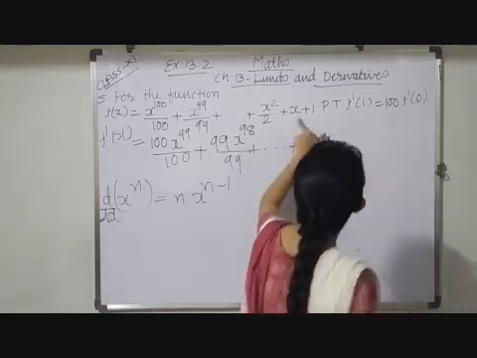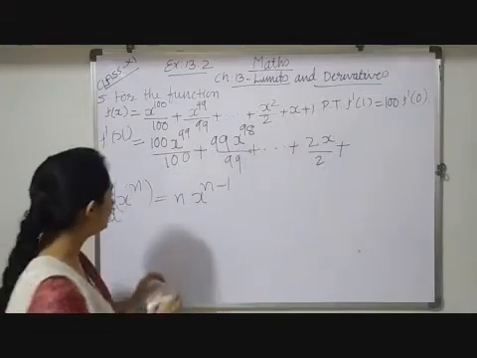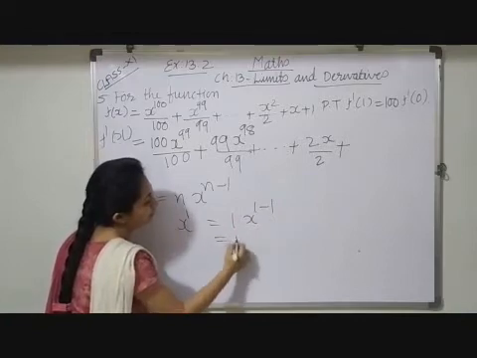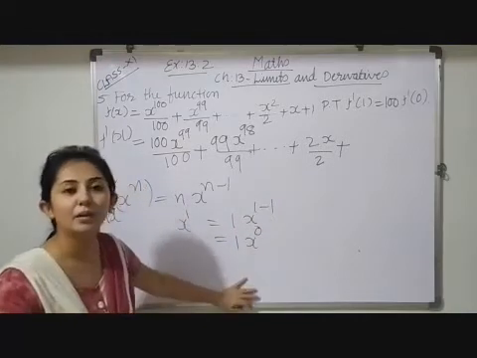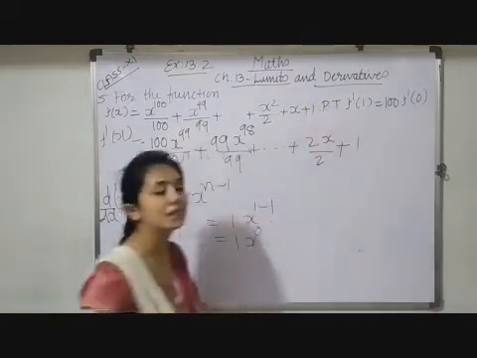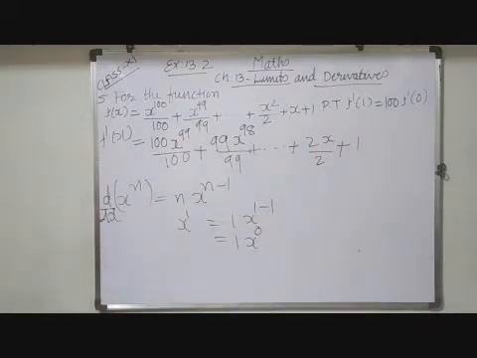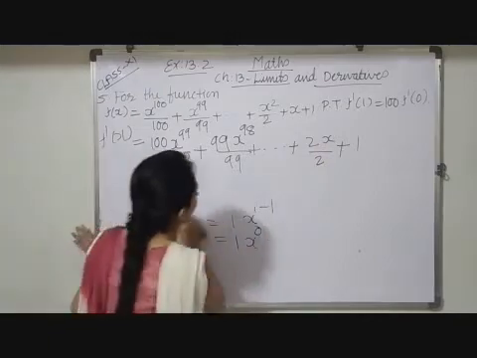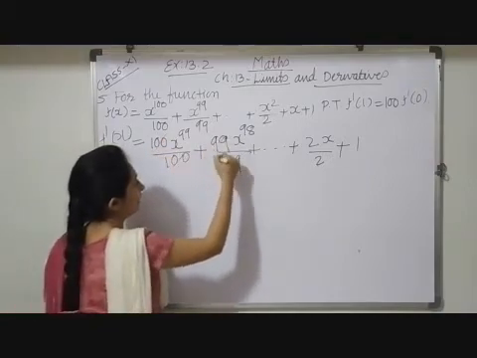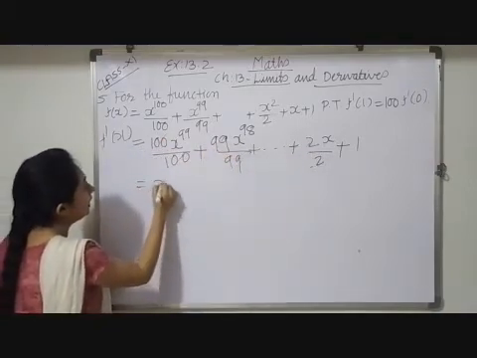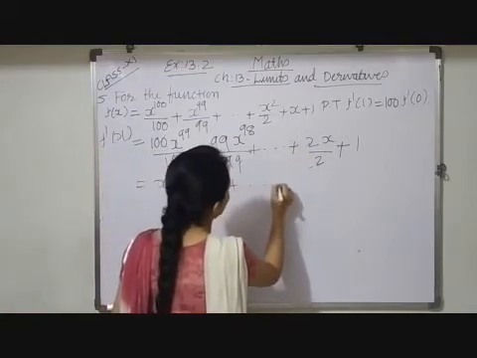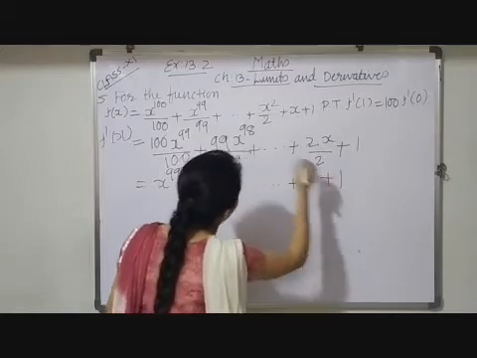Now see, derivative of x: the power of x is 1, so 1 x to the power 1 minus 1, so 1 x to the power 0. And a number having power 0 is 1. So here 1 will come, and the derivative of a constant is 0. Now observe, 100 cancels, 99 cancels, 2 cancels. So we have x to the power 99 plus x to the power 98 plus up to x plus 1.